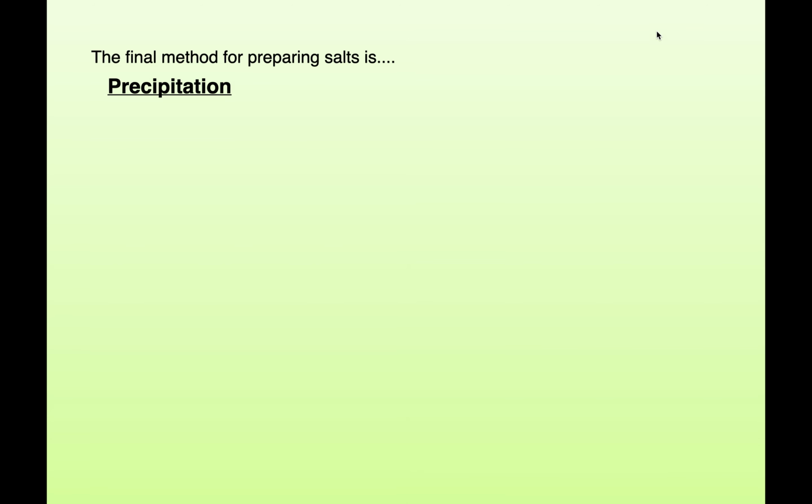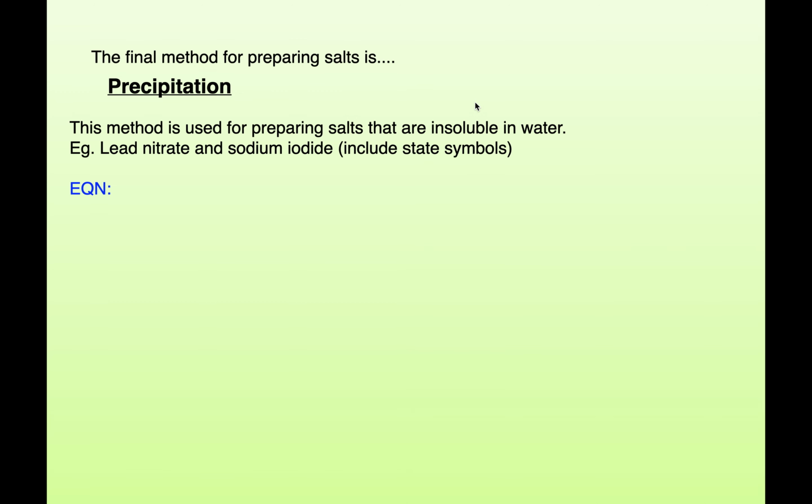The final method for preparing salts that we're going to look at is precipitation. So, precipitation. Now you know what a precipitate is. Obviously, we need to produce something that's insoluble. But typically what we do is we take things that are soluble and we mix them together cleverly so that an insoluble salt is formed.